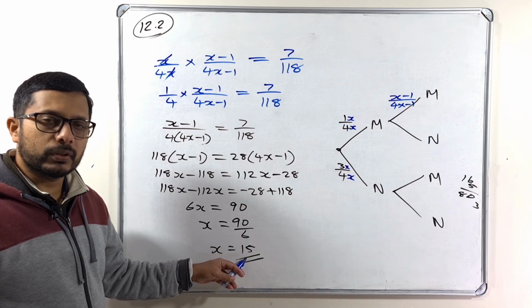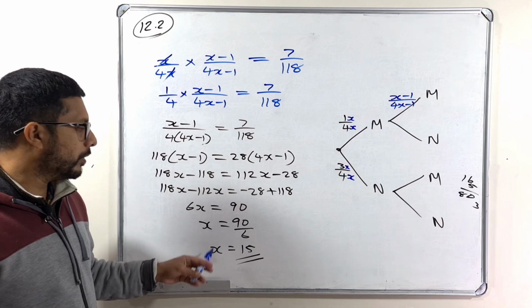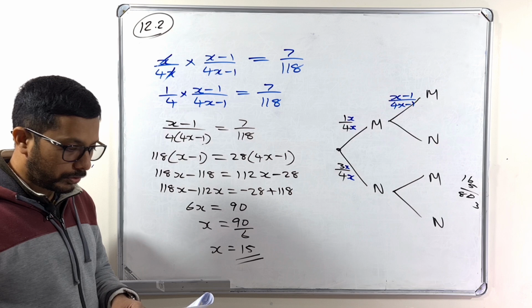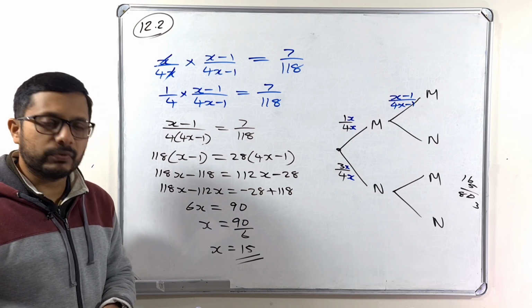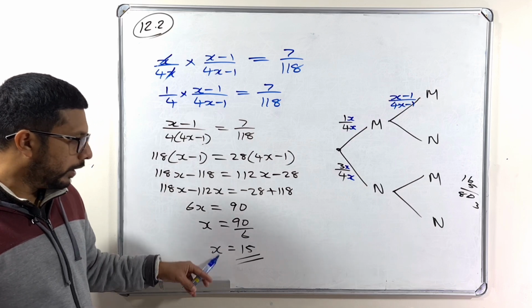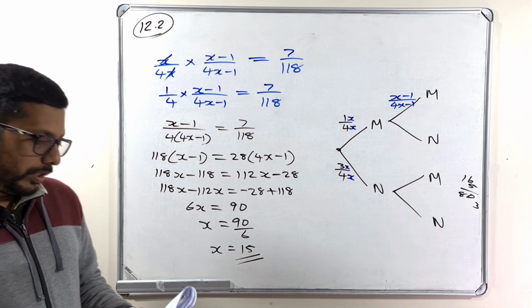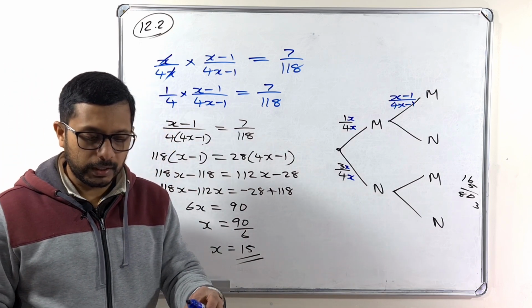What does x stand for? x stands for the number of mystery boxes. So how many mystery boxes are there? 15 mystery boxes. What is the question? Calculate the number of gift bags of seeds with a mystery gift inside. So the number of gift bags with the mystery boxes is 15. x is equal to 15. That is question number 12.2, and that's the end of November 2018.